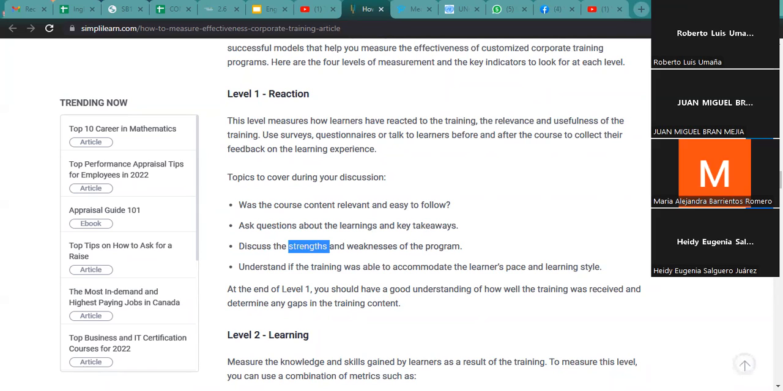What are strengths? I don't know how to say, but it's something that you are very capable to do, that you are good at. Very good. So things that you are very good at, things that you do very well.